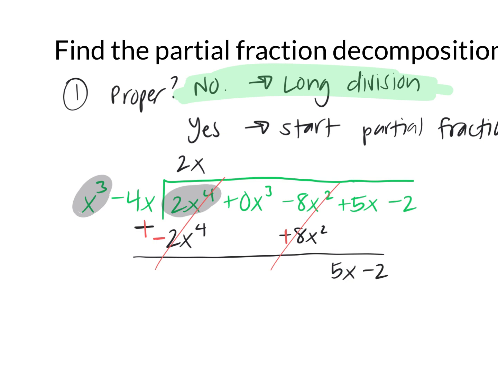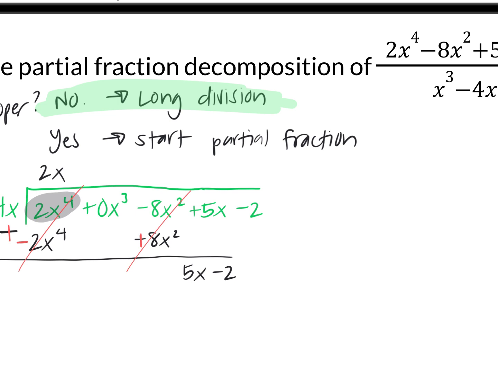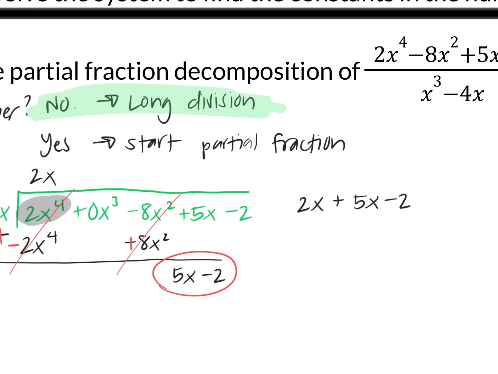We did this last unit as well. So we have divided, and our answer right now is 2x plus my remainder, which is that 5x minus 2, but this remainder goes over what? What's my denominator there? Yeah, this thing, right? This denominator from our original fraction. So I'm dividing by x cubed minus 4x.